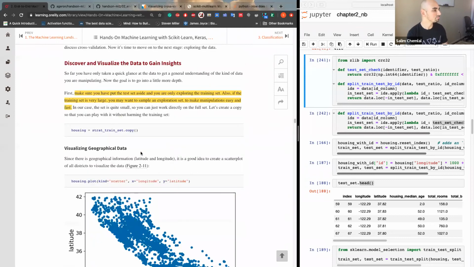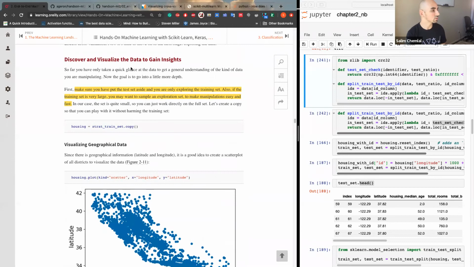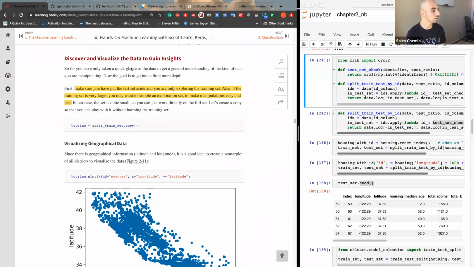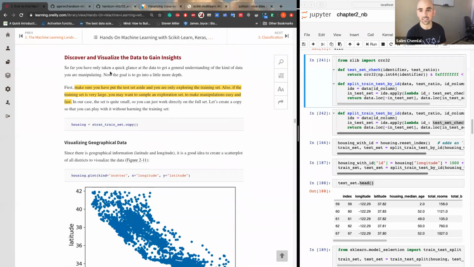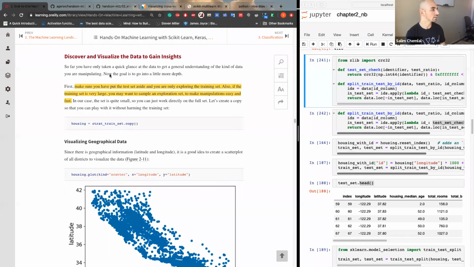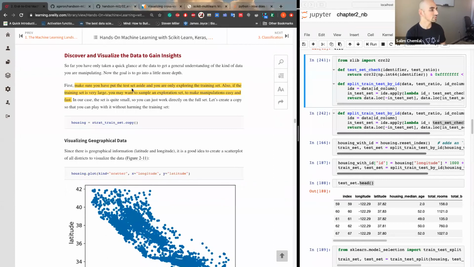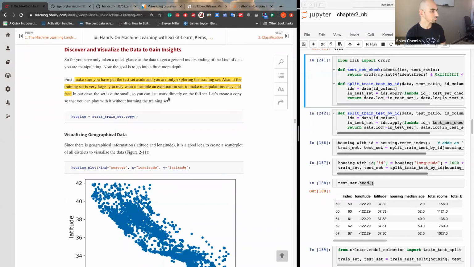Okay, moving on. Discover and visualize the data to gain insights. I believe a lot of this overlaps with EDA, exploratory data analysis, and that's usually the first thing that we want to do with the data. So first, we put the test set aside, and you're only exploring the training set. If the training set is very large, you want to sample an exploration set to make manipulations easy and fast.